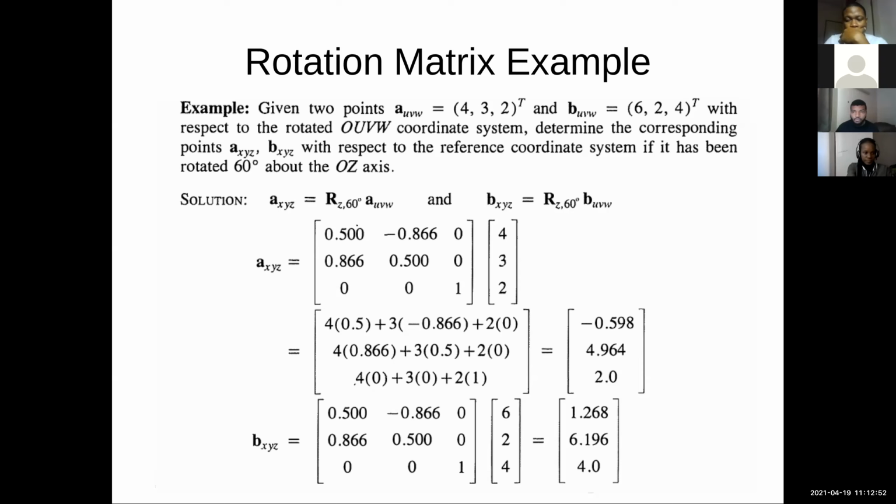Given 2 points, A subscript UVW is [4 3 2] transpose and B is equal to [6 2 4] transpose, with respect to the rotated OUVW coordinate system, determine the corresponding points A, B with respect to the OXYZ coordinate system if it has been rotated 60 degrees about the OZ axis.